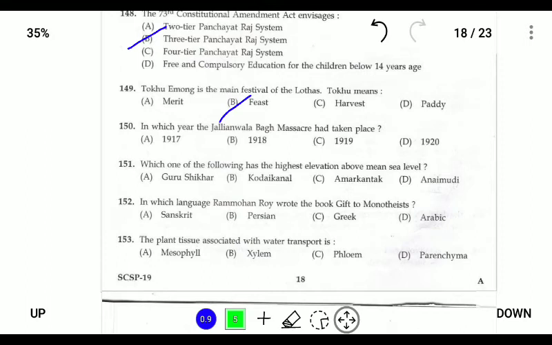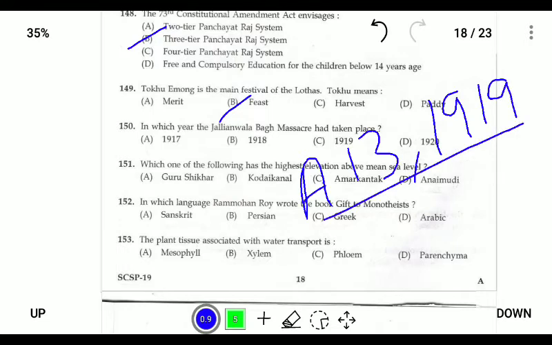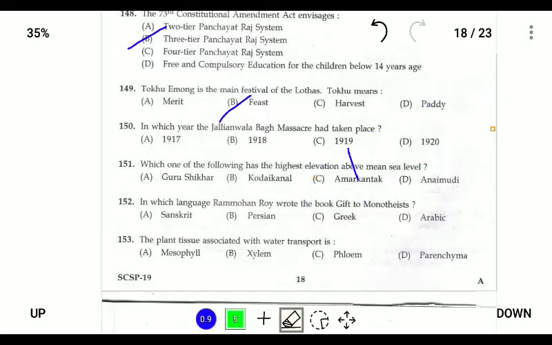In which year did the Jallianwala Bagh massacre take place? The Jallianwala Bagh massacre took place on April 13, 1919. So this massacre took place when people protested against the Rowlatt Act of 1919, and it took place in April of 1919.